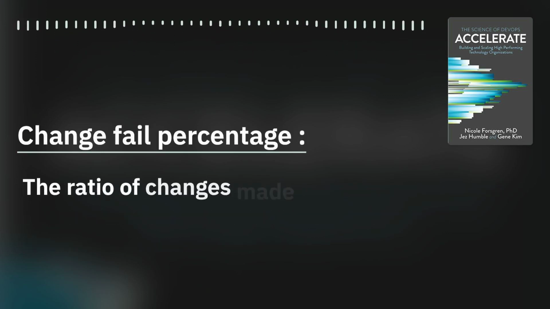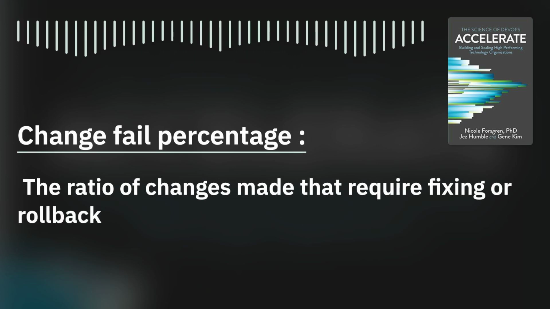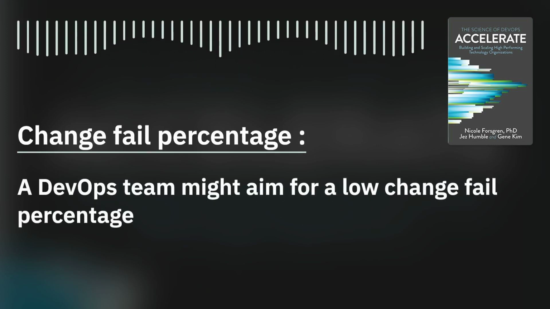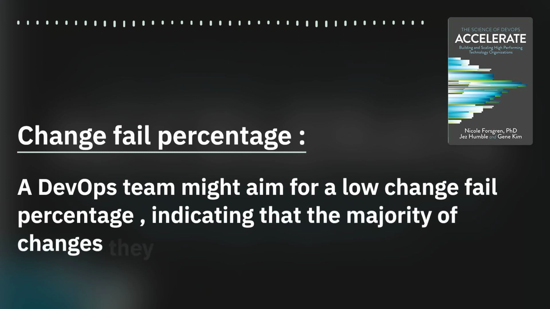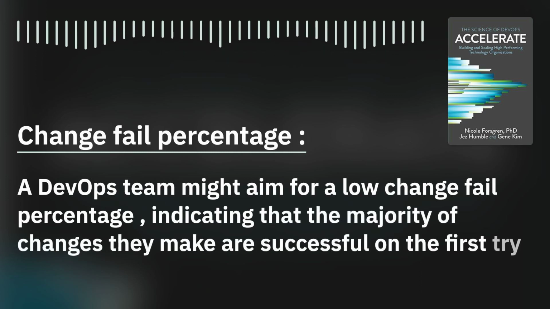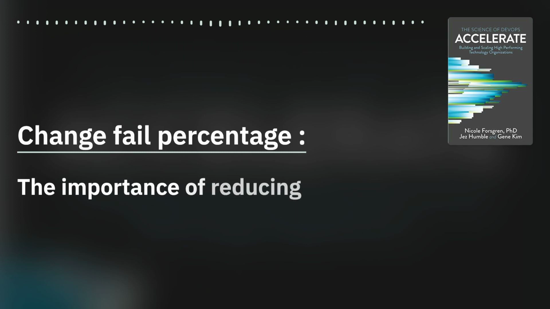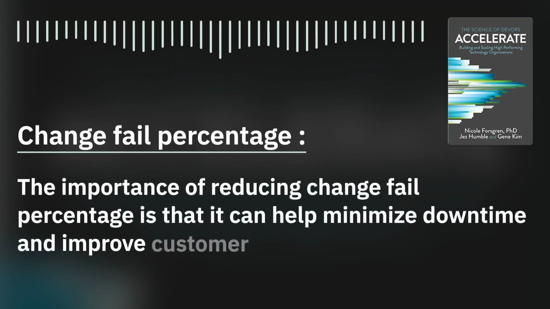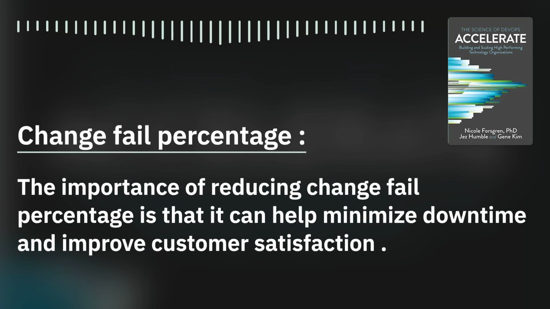Change fail percentage: the ratio of changes made that require fixing or rollback. A DevOps team might aim for a low change fail percentage, indicating that the majority of changes they make are successful on the first try. The importance of reducing change fail percentage is that it can help minimize downtime and improve customer satisfaction.